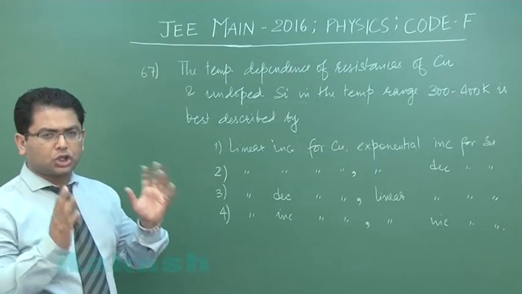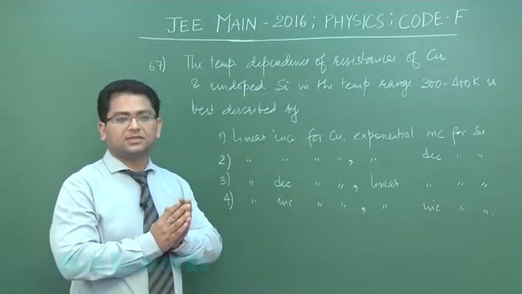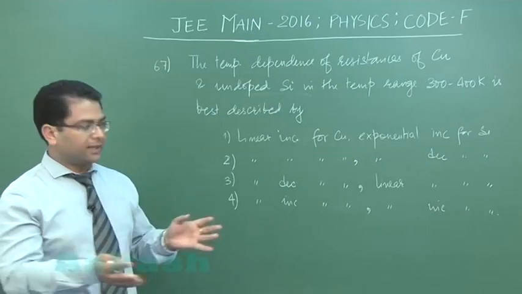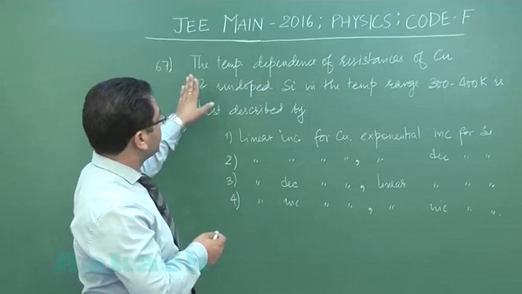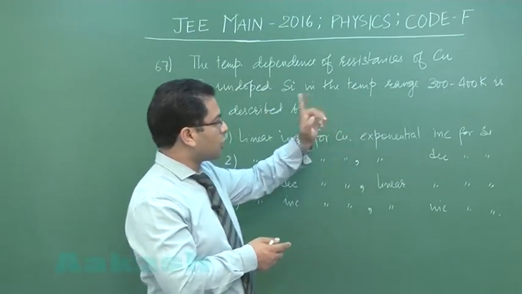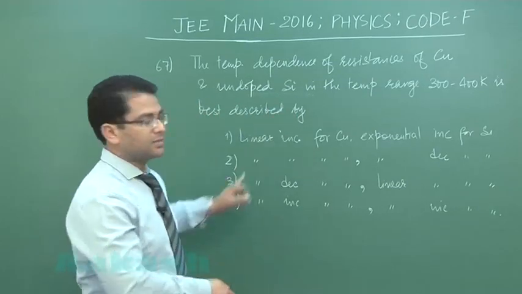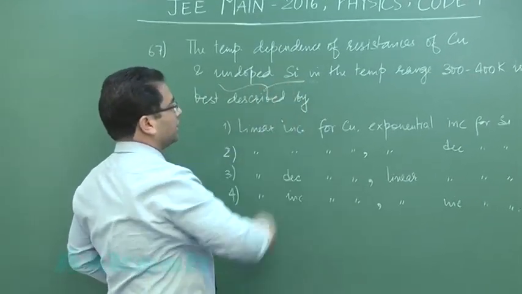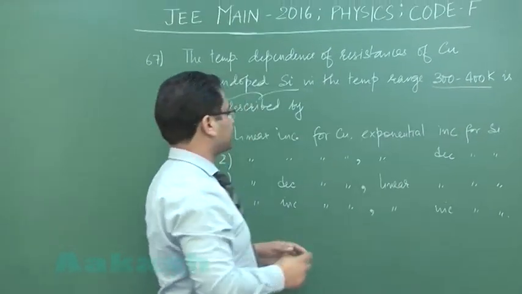Alright, another short but theoretical question, and that is the dependence of resistance on temperature. Here we have to deal with metal and semiconductor. The question is: temperature dependence of resistance of copper, which is a metal, and undoped silicon, that means an intrinsic semiconductor, in the temperature range of 300 to 400 Kelvin is best described by.